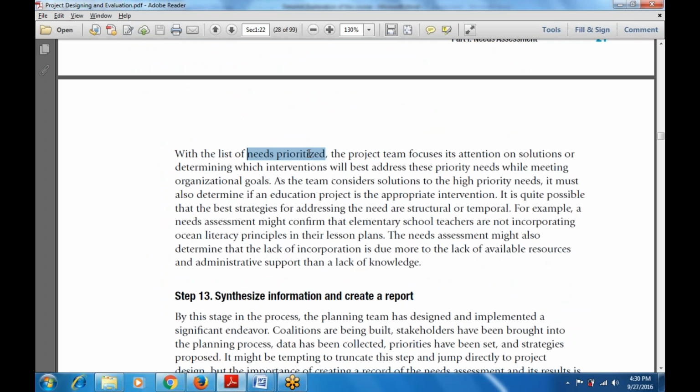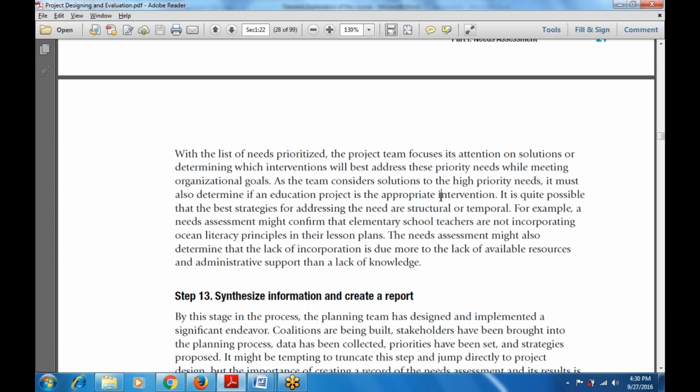And with the list of needs prioritized, the project team focuses attention on the solution, determining which intervention will be the best for these priority needs while meeting organizational needs. So how will these priorities be given, so that the best priority is given while focusing on the needs?